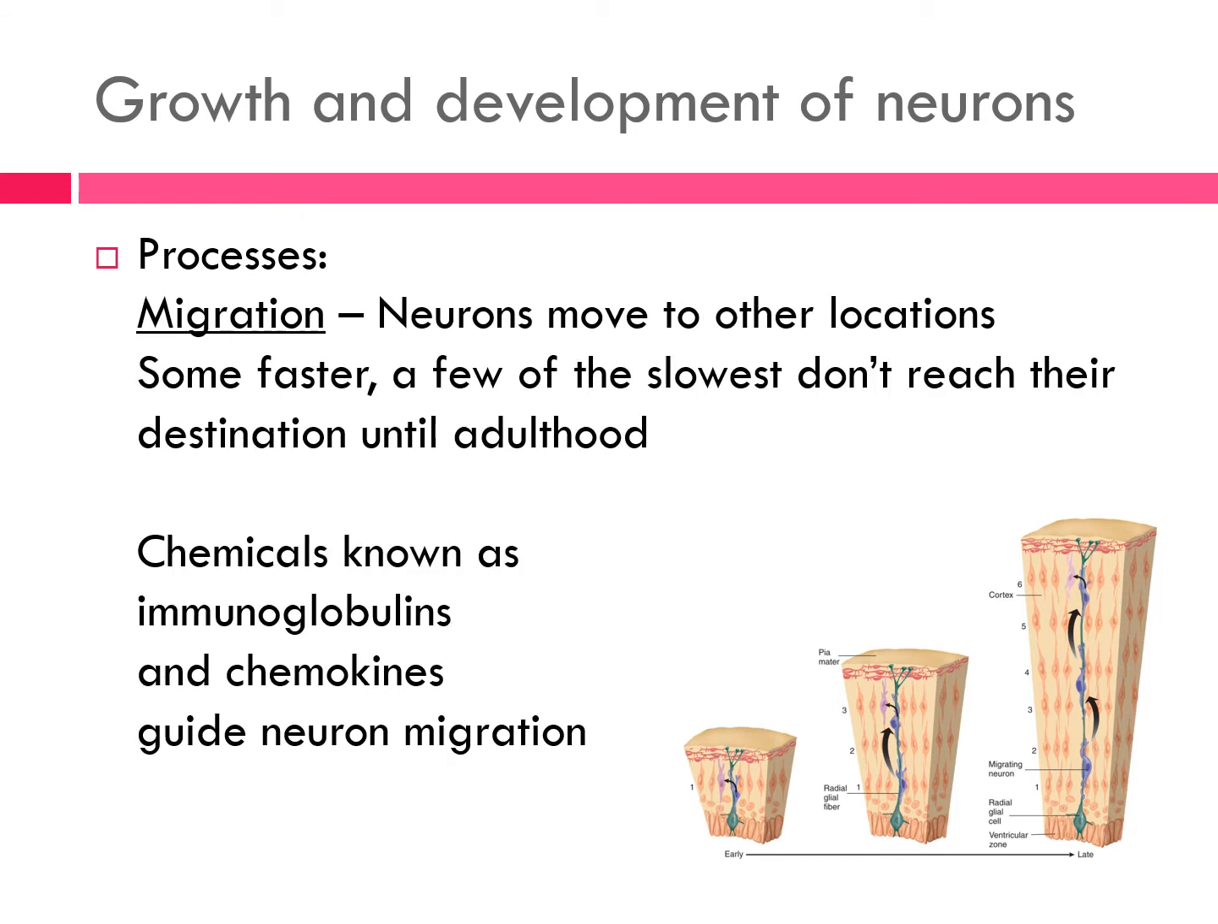Okay, so after the neurons are produced, they need to move to the location where they're going to perform their function. Some of them are faster, some of them are slower in their migration. A few of the slowest don't reach their destination until adulthood. You can see in the picture at the bottom right what's being shown there. That very bottom part, the darker orange, is the ventricular zone, if you can't read that. So that area that's near the ventricles.